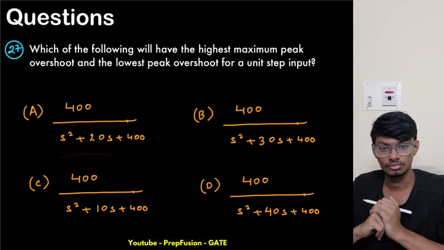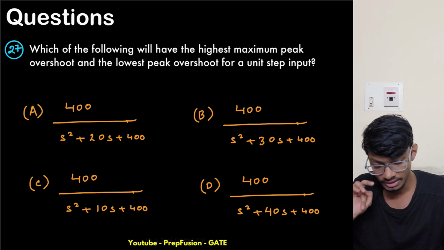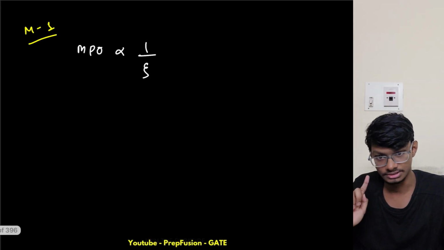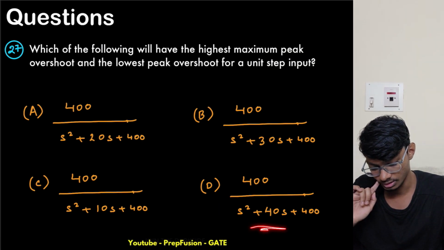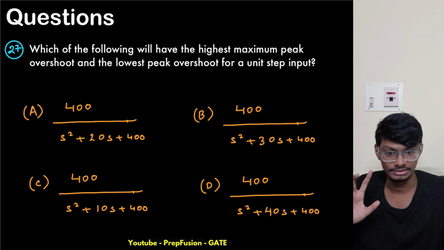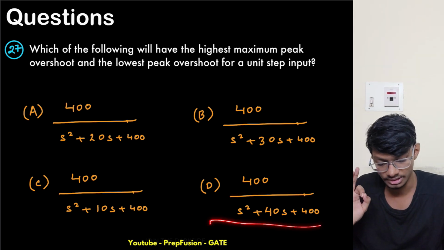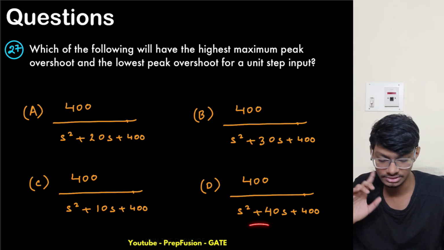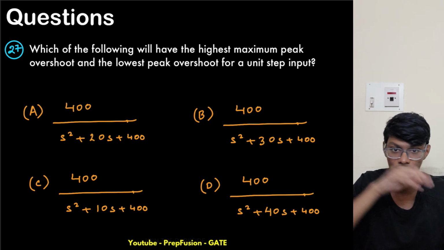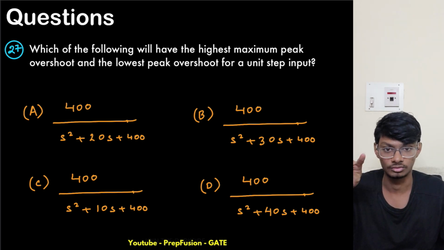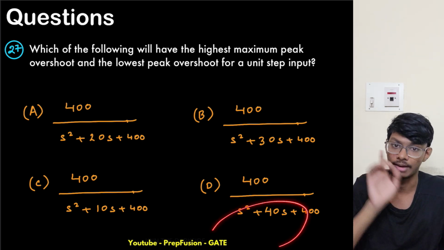So what do you see? Which one has the highest zeta? That one will have the lowest peak overshoot. So the highest zeta is this one. Is this equation familiar? This is like s plus 20 whole square. What does this mean? This has the same negative real equal roots on the sigma axis. That means this is a critically damped system.